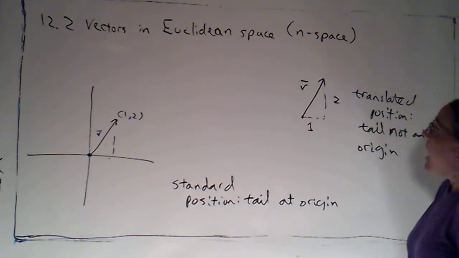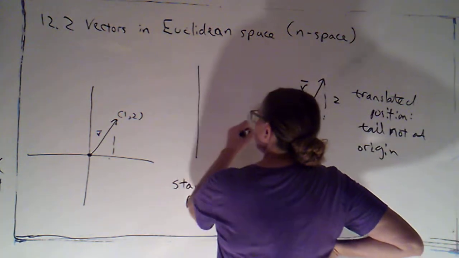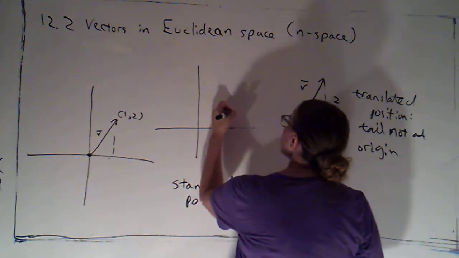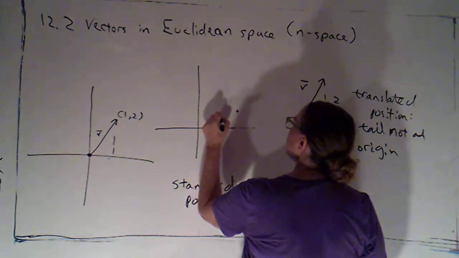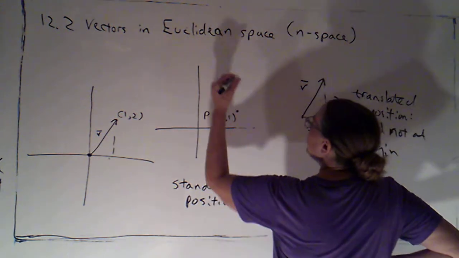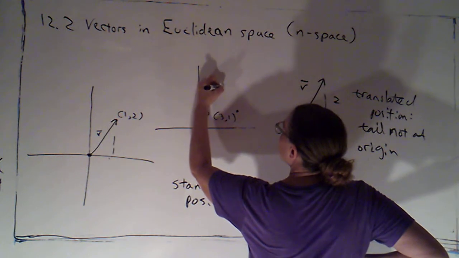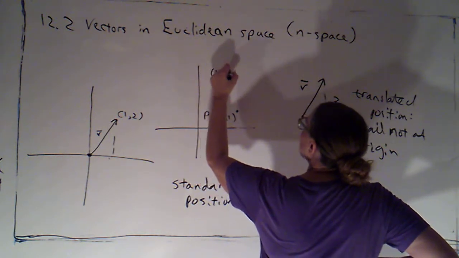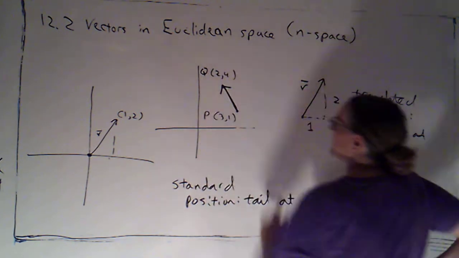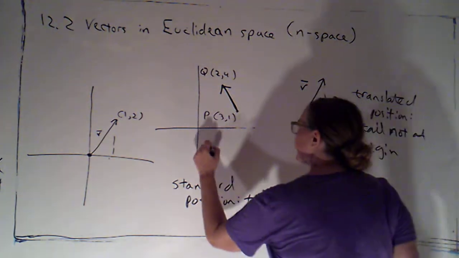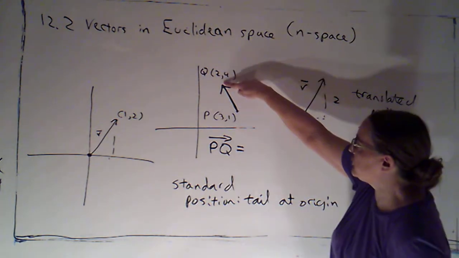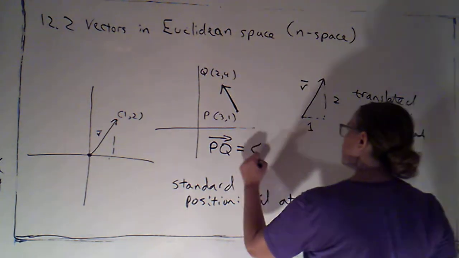All right, let's suppose that I'm going to work in 2 space again. Let's suppose I have a vector and I want to put its tail over here at the point P, which I'm going to call (3, 1). And I want to put the tip at (2, 4). We'll call that point Q. So we've said we can name this vector PQ, going from tail to tip. I want to now give it in component form.